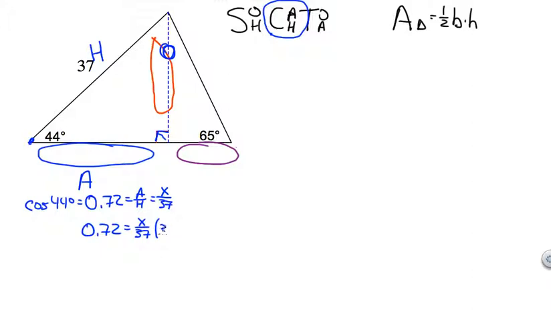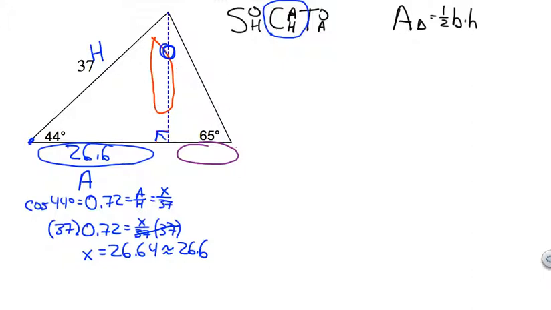If I multiply by 37 on the right-hand side, that will cancel to get x, but then I have to multiply by 37 on the left, of course. And I end up with x equals 26.64, which, if I round to the nearest tenth, is about equal to 26.6. So I know that this side here that I'm missing is 26.6. Now that I have that, I'm also going to find the opposite of my triangle right here.